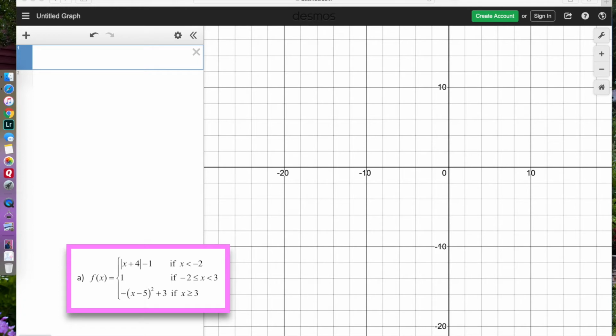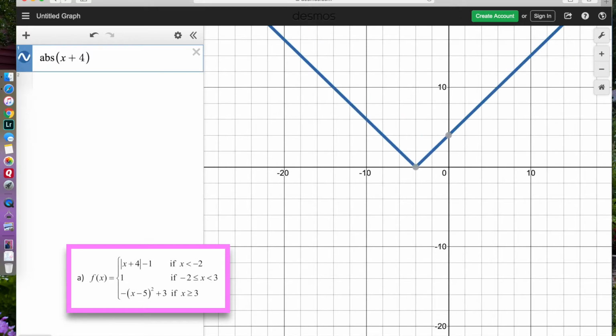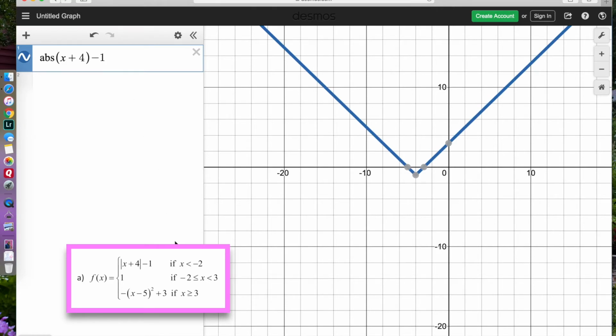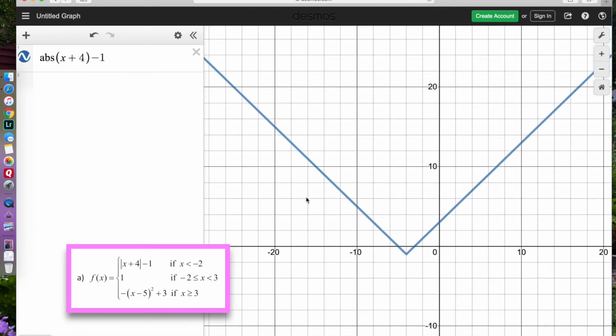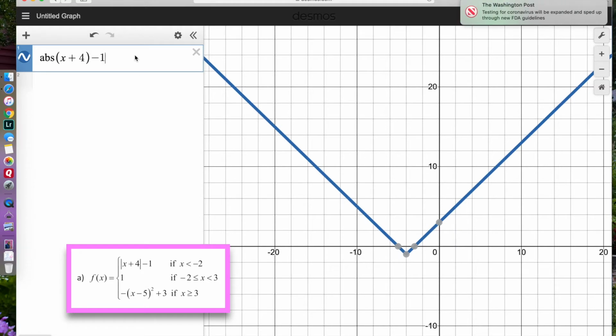Remember that when you're entering piecewise equations into Desmos, you want to enter each piece into a different line. So I'm going to start up here with the absolute value portion of the graph. I'm going to type ABS for the absolute value, x plus 4 in parentheses, and then minus 1. Now, the problem to start with is that Desmos just starts by graphing the whole function, and you need to tell it, no, I want a piecewise function. So you're going to look for the curly brackets.